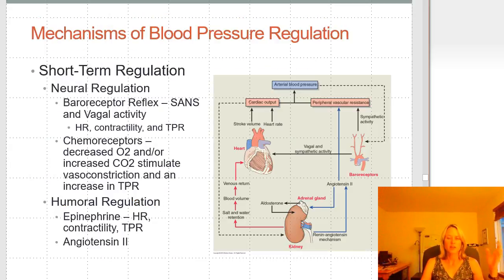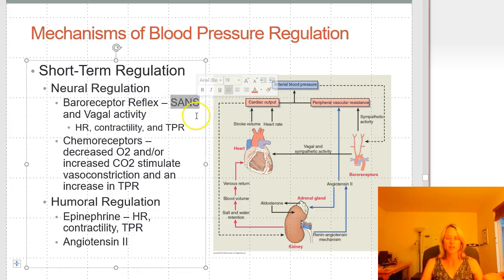Let's look at the things that regulate blood pressure in the short term. The short term is through neural regulation via the baroreceptor reflex. We looked at a lot of the things that the sympathetic autonomic nervous system affects. And vagal activity, that would be parasympathetic. We have parasympathetic stimulation to the SA node that would decrease the heart rate.